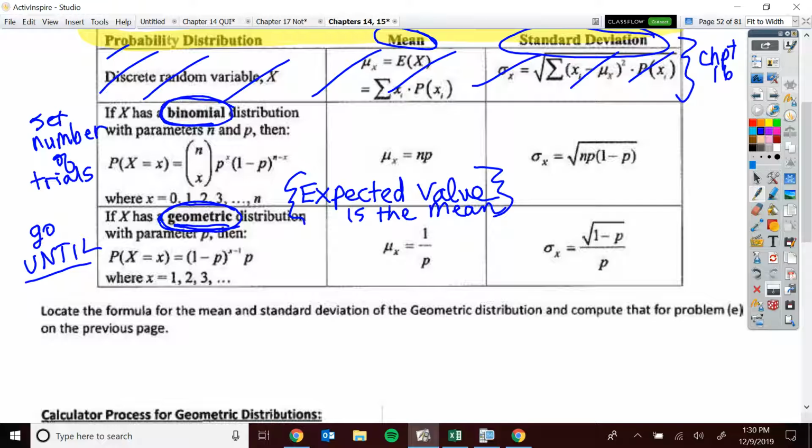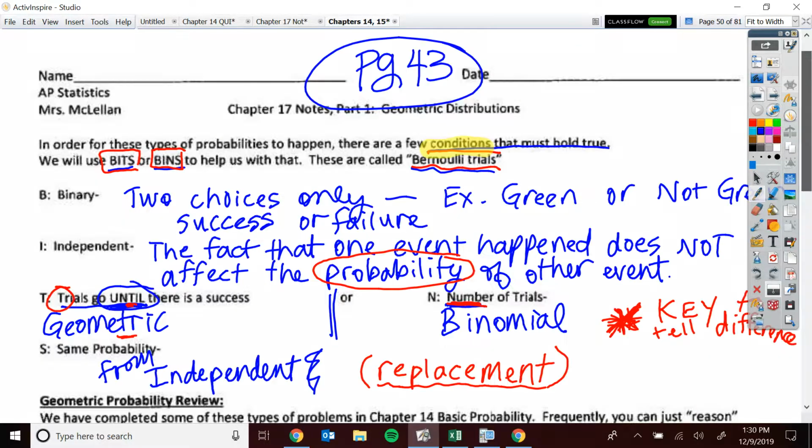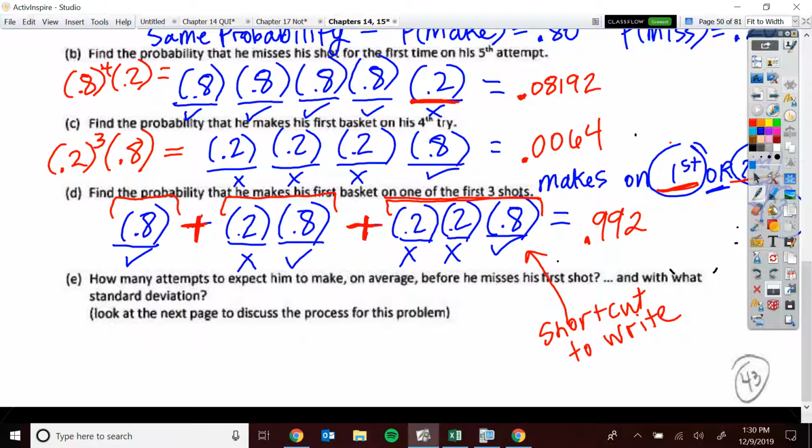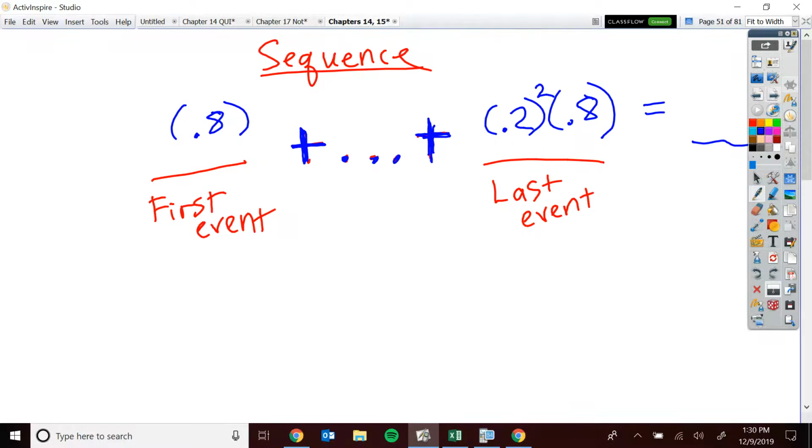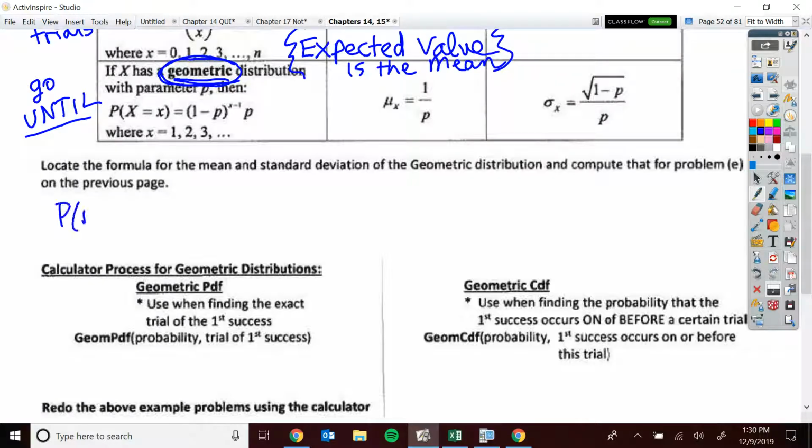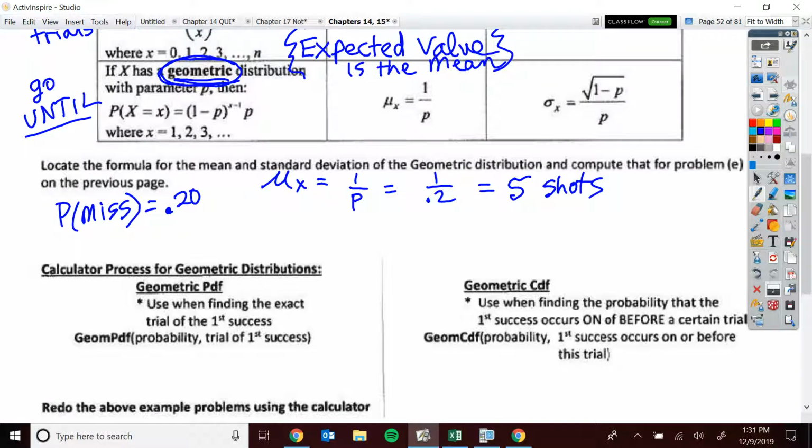So let's answer the question on the previous page. It said, how many attempts do you expect him to make on average before he misses his first shot? So I need to use the miss probability. What's the miss probability? Okay, the probability of a miss is 0.20. So let's do this. Expected value is the mean. Geometric 1 over p, binomial n times p. So it's just 1 over 0.2. And if you multiply that out, we get 5 shots. So I expect him to make 5 shots on average to get that first miss. So he gets that miss on that 5th shot.